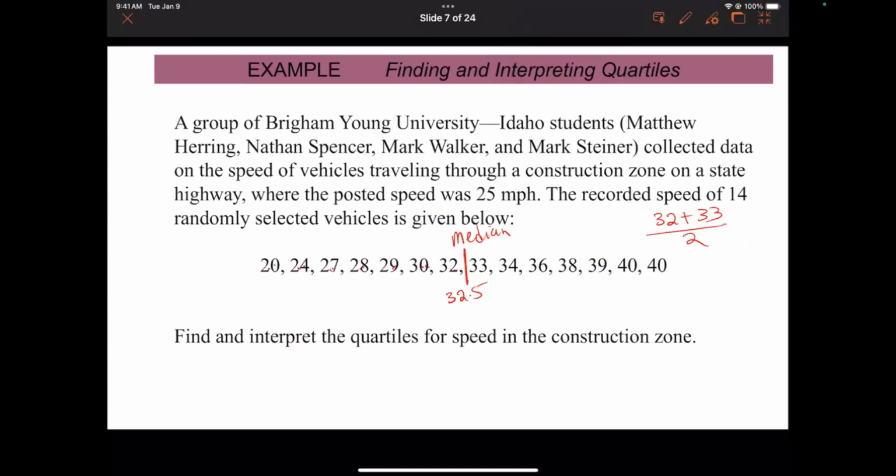Okay. So now I have 7 values below my median, and I have 7 values above my median. I need to find the median of the lower half. The median of the lower half is going to be right here. I really did get the middle this time. The median of my lower half is right there. This is Q1. This is quartile 1. Now we find the median of the top half. 1, 2, 3, 4. This is the middle number of the top half. So this is Q3.